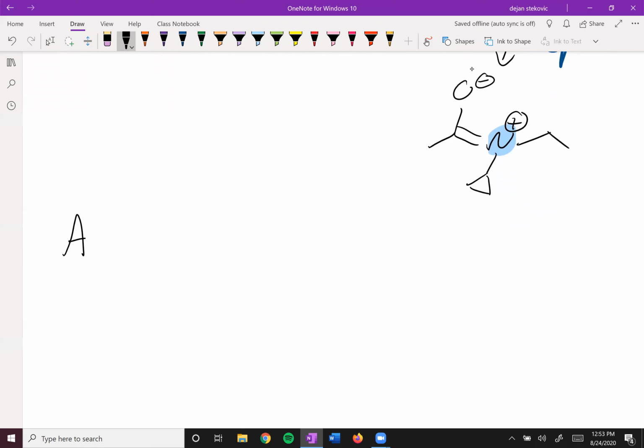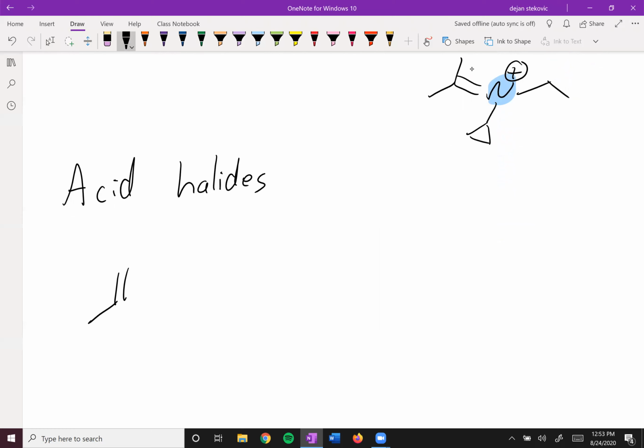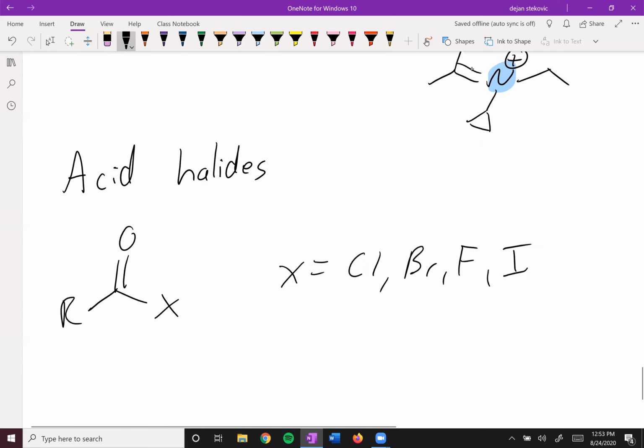Then next up, we can have acid halides. And this is like a carbonyl and an alkyl halide, right? So we have the CO double bond, and then we have this X group here, where X is a halogen, right? So chlorine, bromine, fluorine, or iodine.